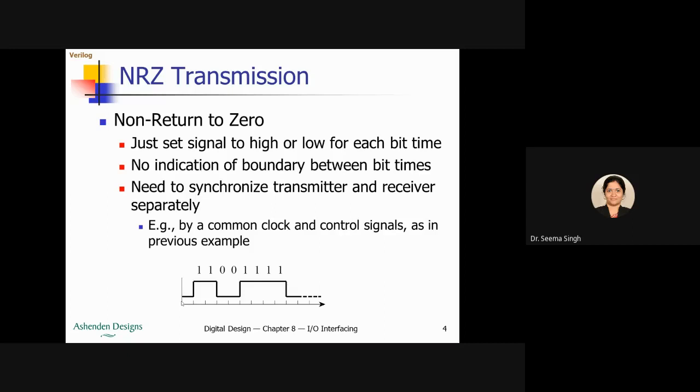Okay, so why is all this required? This is required because synchronization between the transmitter and receiver is important. If that is not there, then we will miss our data and it will be lost.